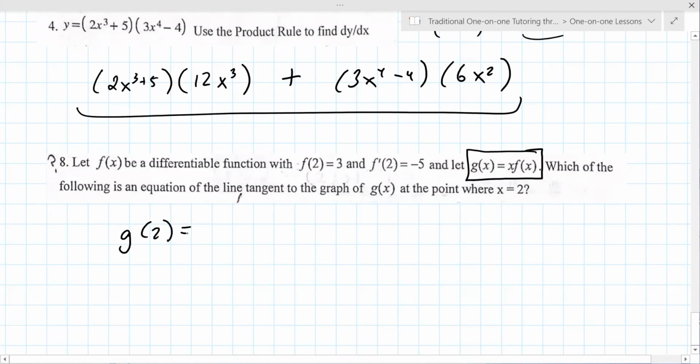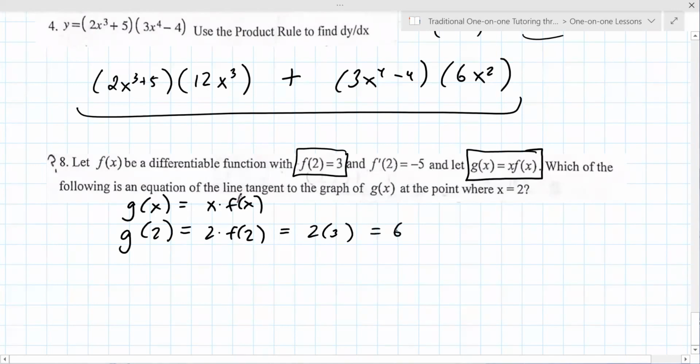You need to find g of 2. G of 2 is x times f of x. So it's 2 times f of 2. That's where this one comes in. So it's 2 times 3. So now you have your ordered pair. When x is 2, g of x is 6. So you have your ordered pair, because we're trying to find the tangent line.